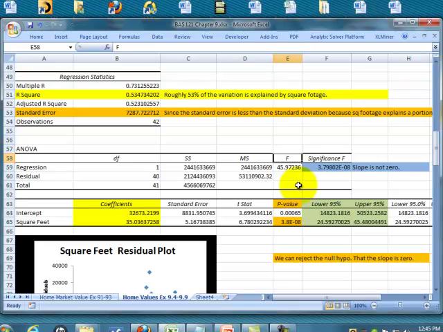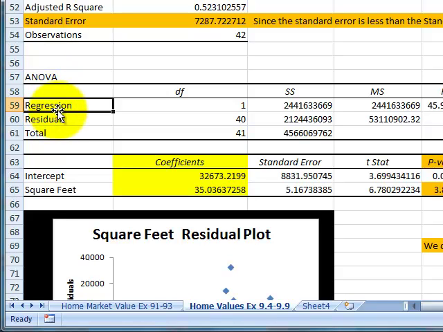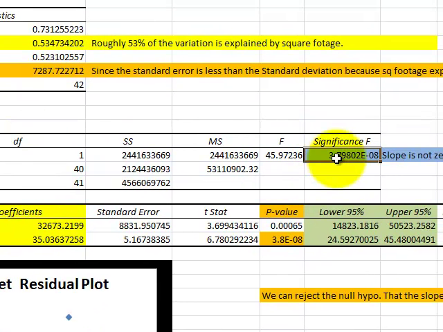It doesn't give us a test statistic with this, so this isn't a whole lot of good, but it does give us a significant F, which is basically a p-value. And you can see the p-value is very, very small. Our null hypothesis in all of this is that our slope is zero, i.e., there is no relationship between the two variables. The significant F being very, very small is telling us that, yes, there is a statistical relationship between these two. The odds of it happening just by chance are almost zero.